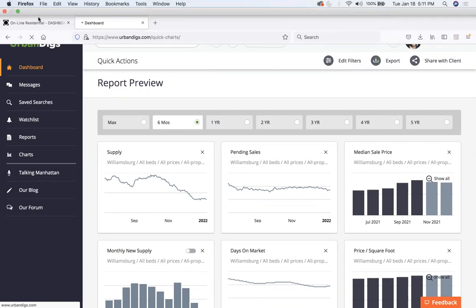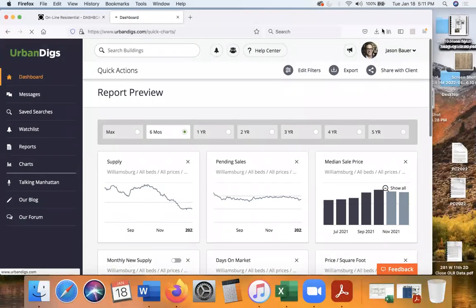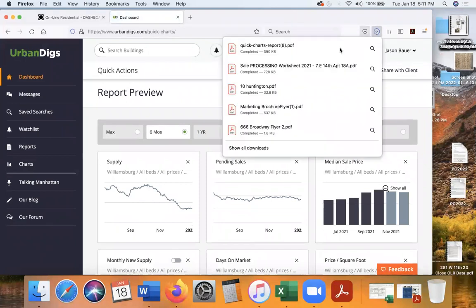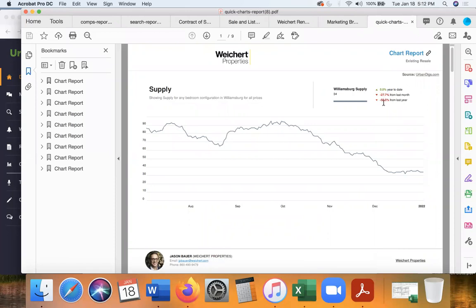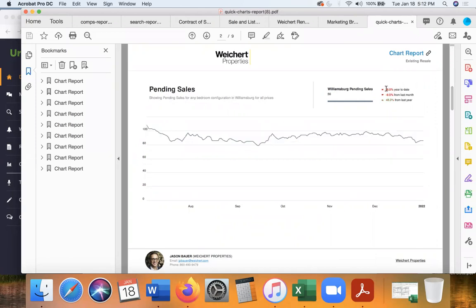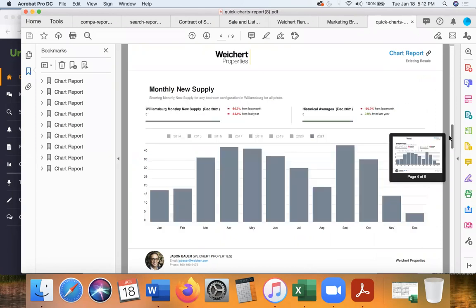Again, once it downloads, let me just make this a little smaller. What we can do is we can have all these charts, right? So here's a supply chart, right? Supply is down 30% from last month, and almost 60% from last year. Pending sales, down year to date, down from last month, and up from last year by almost 50%.